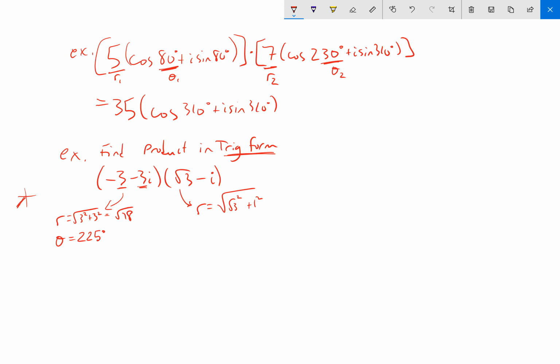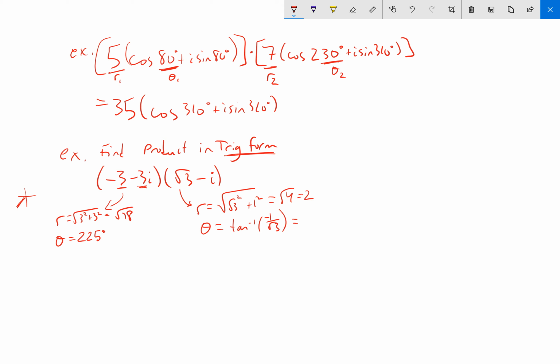Here, our r would be the square root of square root of 3 squared plus 1 squared. It's kind of funky, so if you don't get that, ask Miss Jennifer real quickly, or Miss Mary. I can't remember who's in here. Square root of 3 squared is 3, plus 1 is 4. The square root of 4 is 2, so we get an r of 2. And our theta here is, if you want to do tan inverse of 1 divided by square root of 3, or negative 1, I should say.